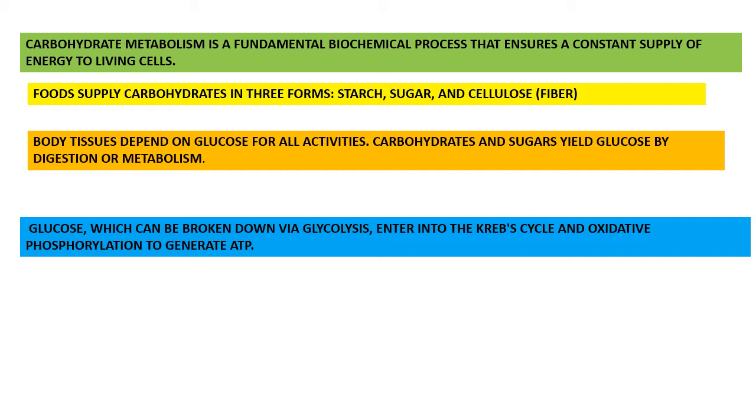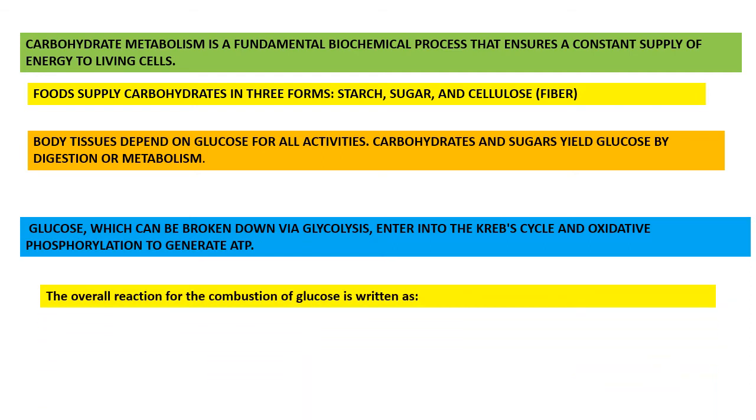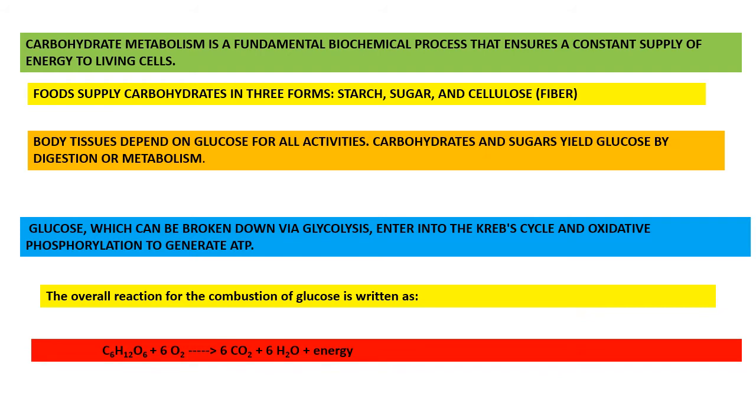As you know, ATP is the energy currency of the cell, which is later used by the cell in various chemical reactions. The overall reaction of glucose breakdown is: one glucose molecule, that is C6H12O6, plus 6 molecules of oxygen gives rise to 6 molecules of carbon dioxide plus 6 molecules of water and energy in the form of ATP.